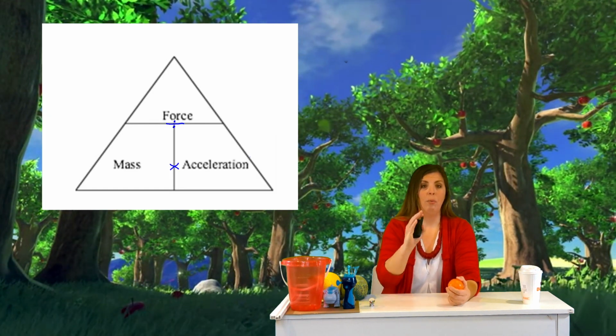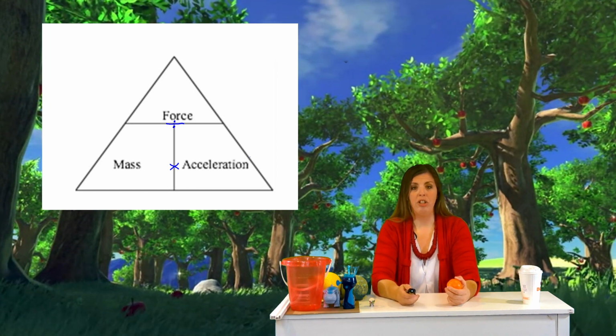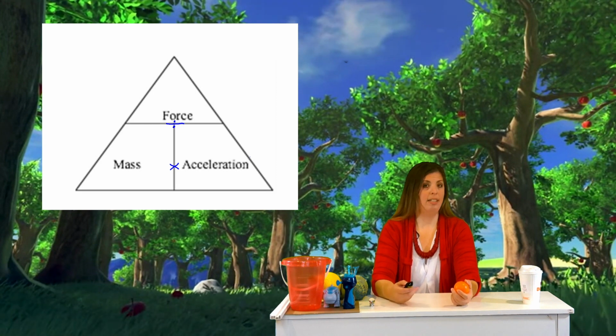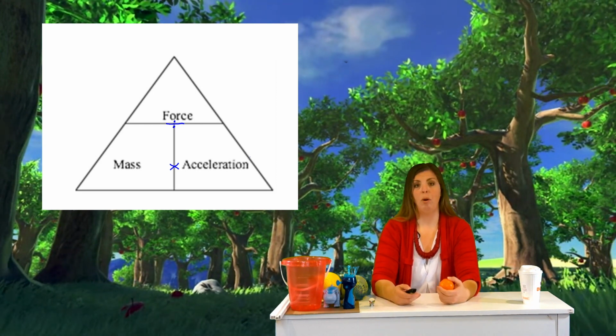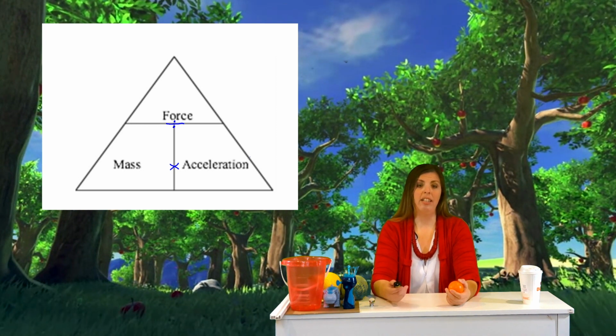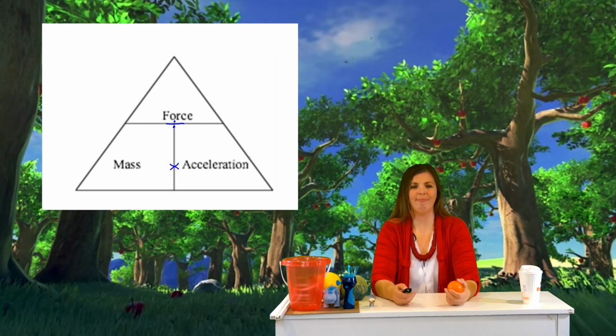And of course we have another formula pyramid. Remember, if you cover one up, you do the math for the other two, you get that variable. So if you cover force, force is mass times acceleration. If you want mass, it's force divided by acceleration. And if you want acceleration, it's force divided by mass.